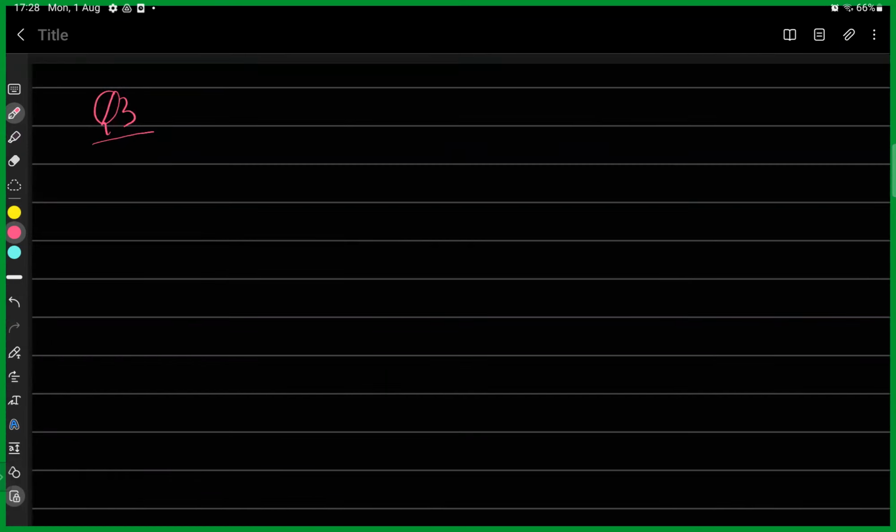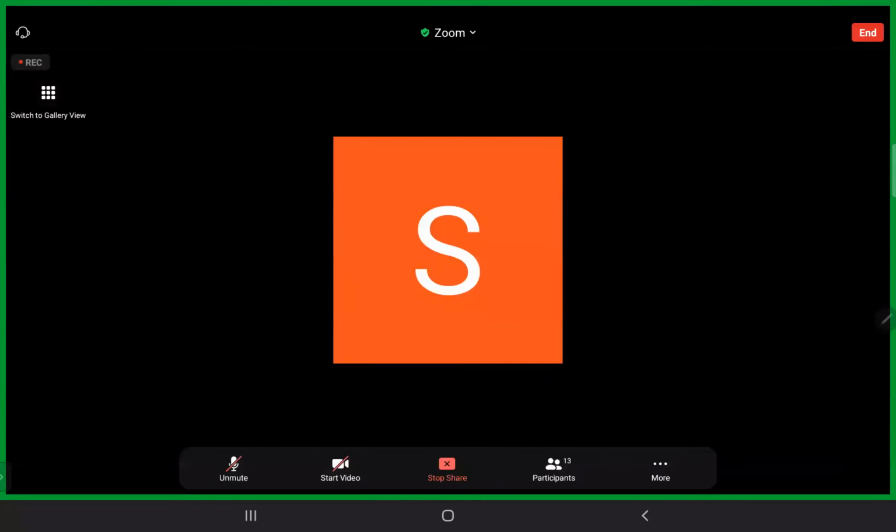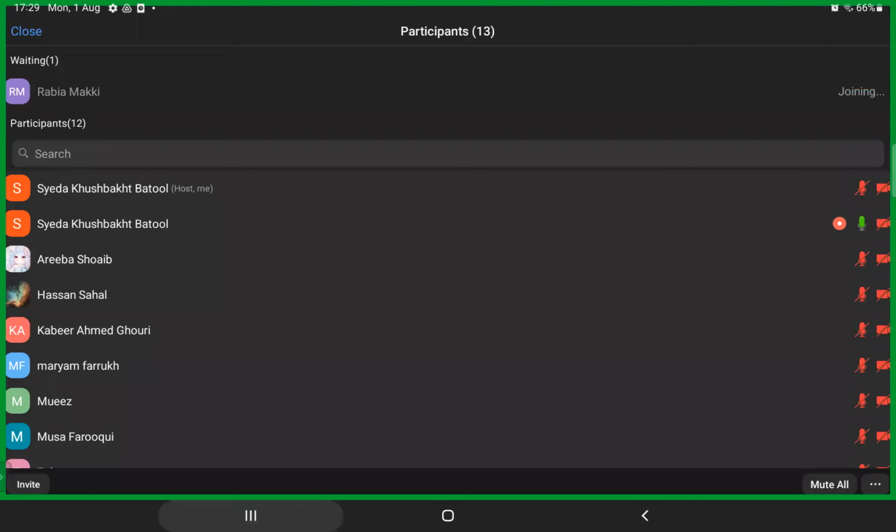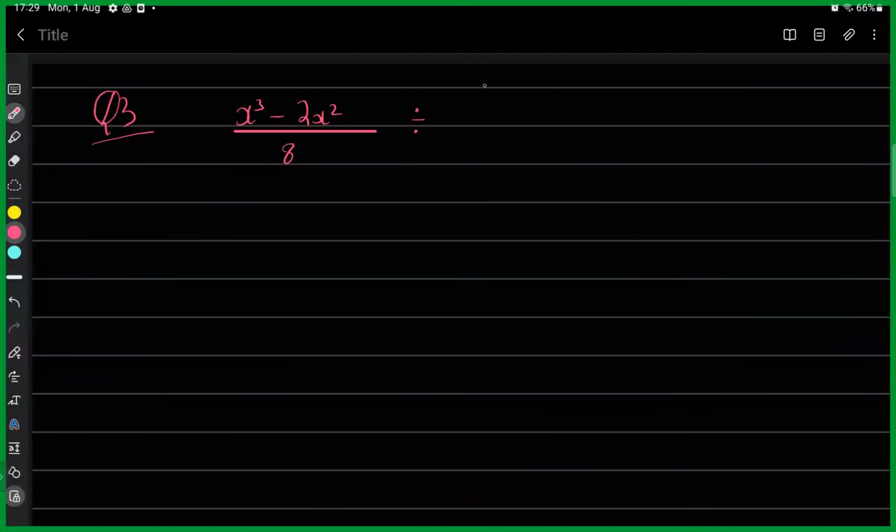So for this, you need to do x cubed minus 2x squared divided by 8, division sign, and then we have x minus 2 divided by 4. Now this is a 3 mark question and you have been asked to solve it.